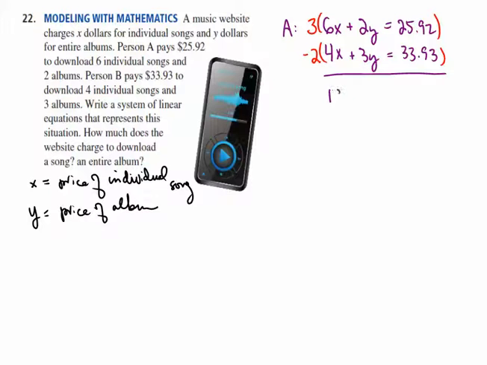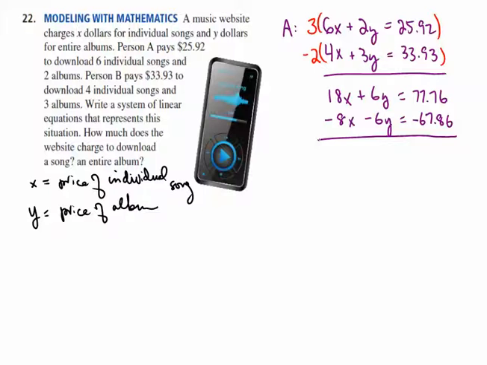When I multiply, first equation, I get 18x plus 6y is equal to $77.76. Second equation, I have negative 8x minus 6y is equal to negative 2 times 33.93, and that gives me negative $67.86. At this point, when I add down, I should get 10x is equal to $9.90. Divided by 10, I end up with x is equal to 99 cents.